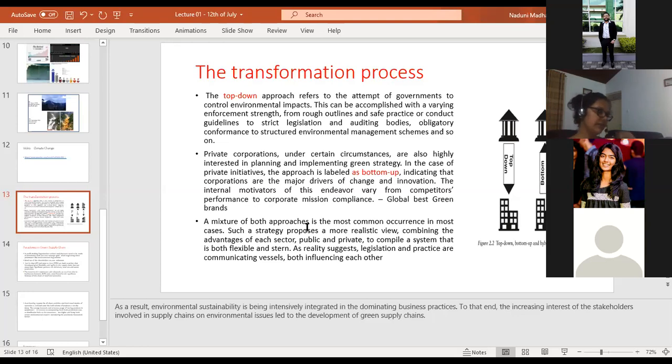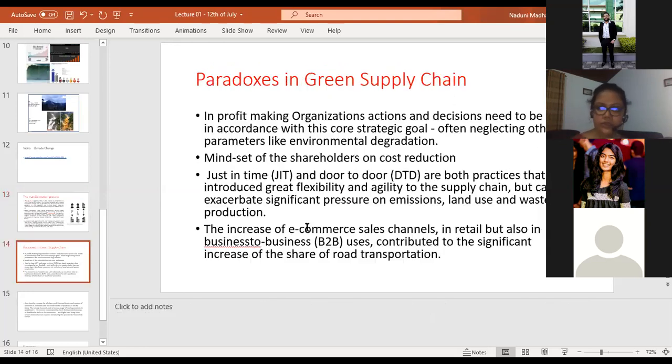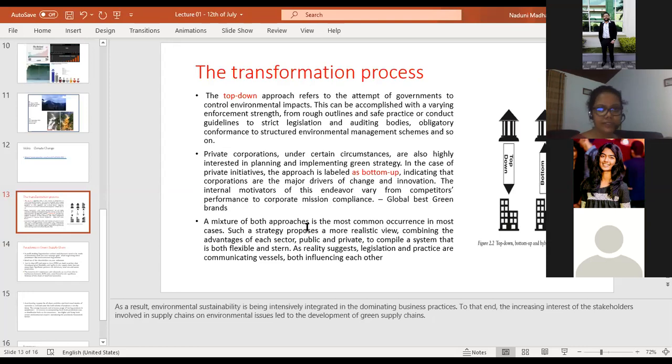So the business organizations, the practicing of the particular initiatives, influence the government legislation, as well as the government legislation itself influencing the practices that are being undertaken by the company. So that's about the transformation process with respect to the approaches.